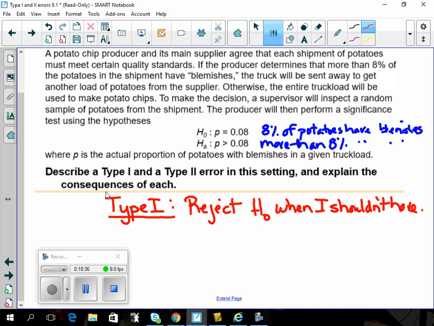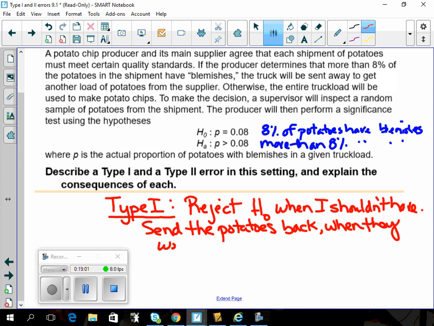so what am I doing? I'm sending the truck back, right? I rejected the null, so I'm sending the truck back when the potatoes were actually fine. Would you agree with that? So that's what's happening here. So in context, I'm going to send the potatoes back when they were totally fine. Okay? What might be a consequence of that decision? Wasted money.